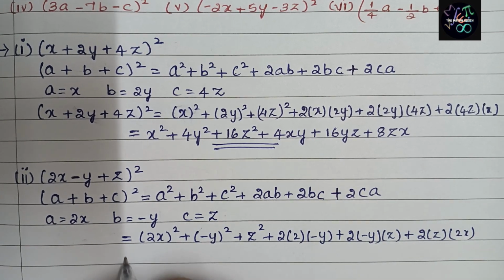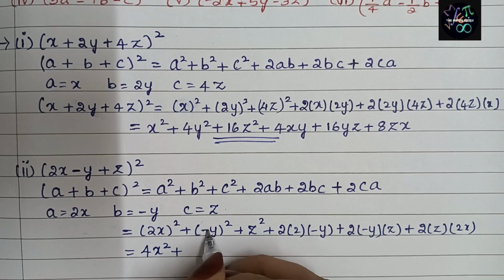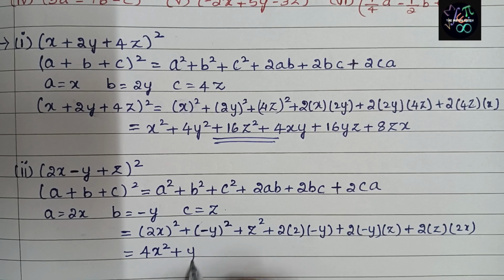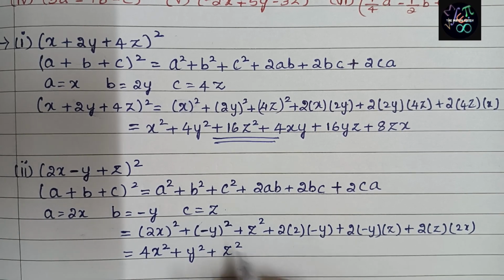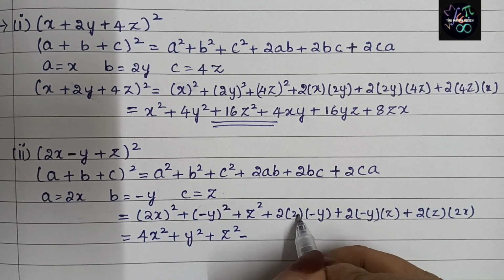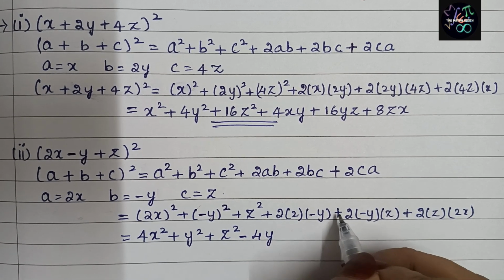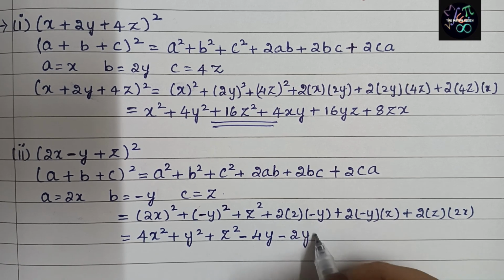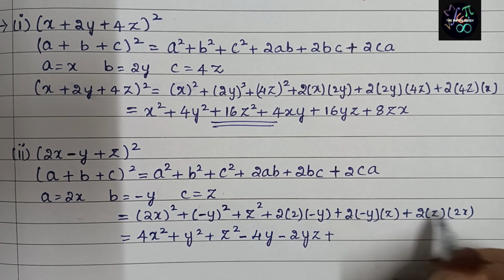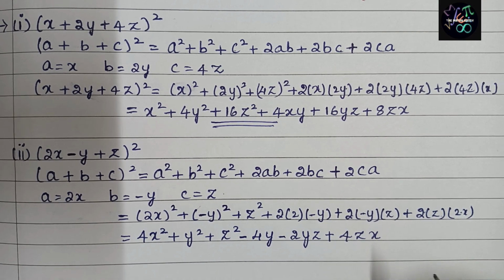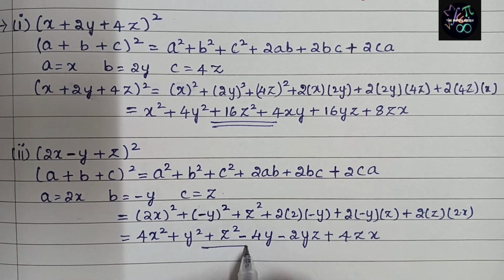Okay, let us solve. 2 square is 4, x square as it is, plus minus sign and square, minus gone, that is minus into minus is plus, so y square as it is, plus z square as it is. But now here we have to be careful: plus minus minus 2 times 2 is 4, only y. Plus minus minus 2 times y z. Here only plus 2 times 2 is 4, zx or xz, same. This is the answer for the second one.